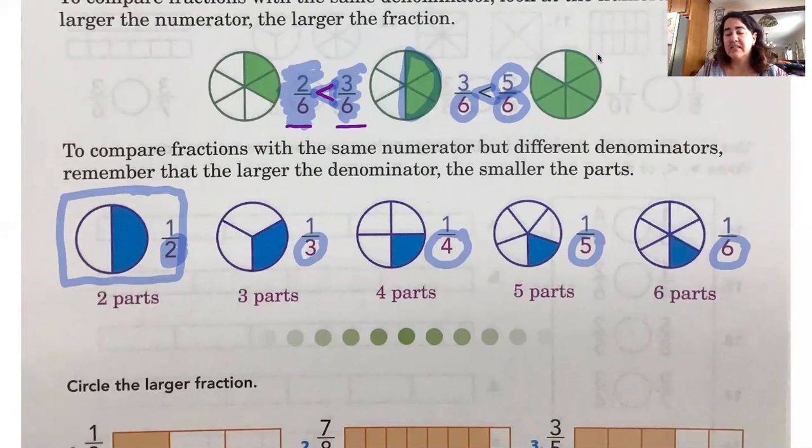Now remember, guys, it's like ordinal numbers. So it's fifth, sixth, right? You have to make sure it has that TH sound at the end.